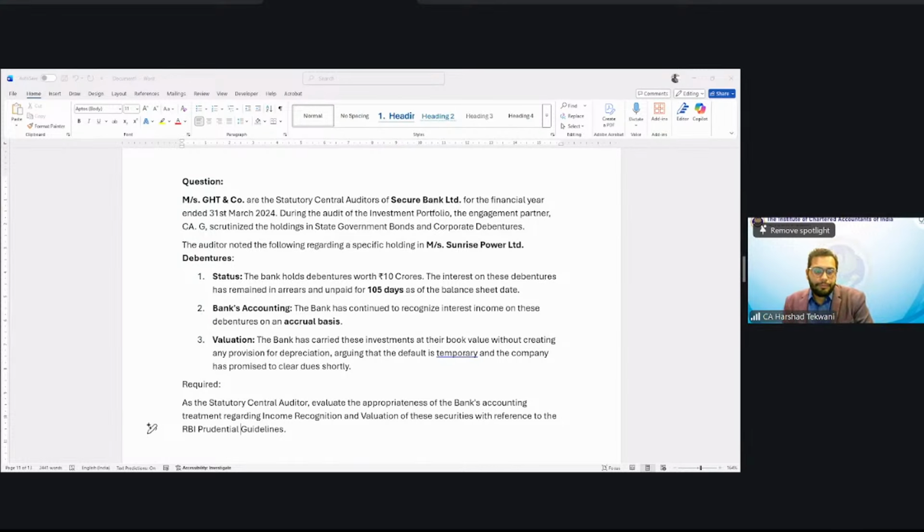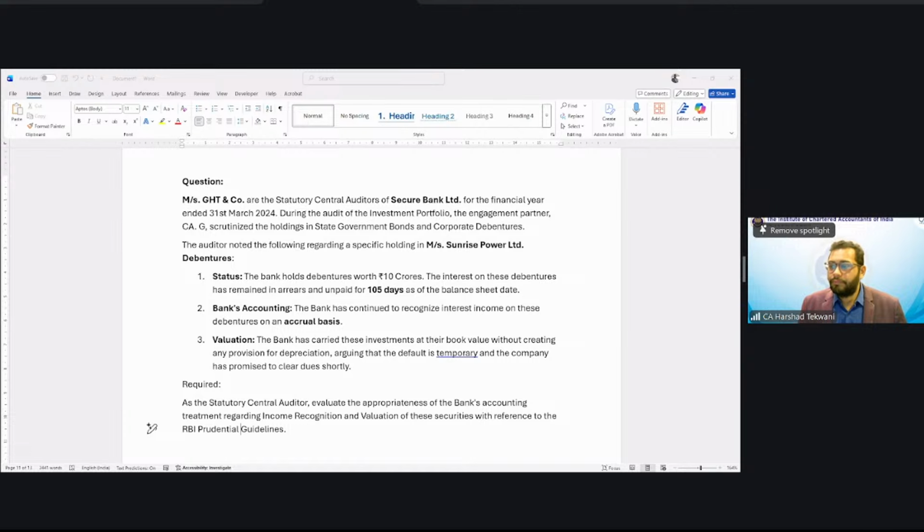Sir, on the status, if that investment is due for greater than 90 days, which means here the debenture interest is not served and remains in arrears for more than 90 days, in that case it will be classified as a non-performing investment. Yes, very good. That is not done over here.